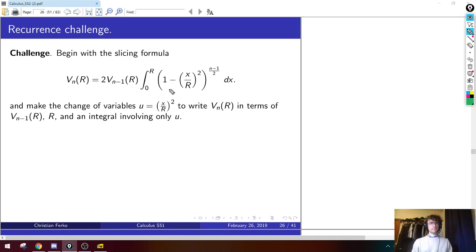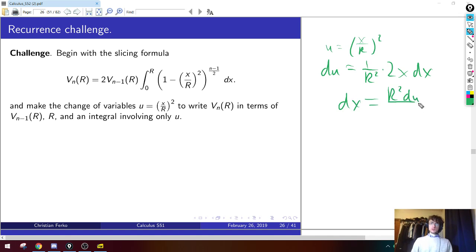All right. We let u equal x divided by r, quantity squared, and thus du equals 1 over r squared times 2x dx. Or in other words, we can solve that and get dx is what? r squared du over 2x, I think? Is that right? Yeah. Okay.